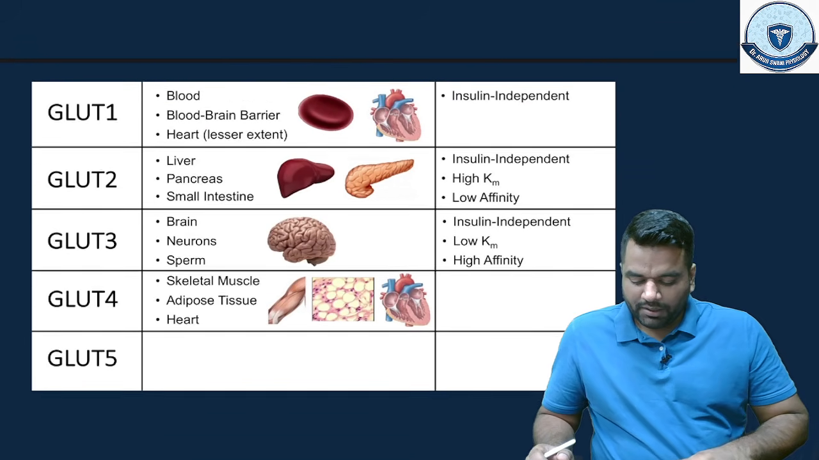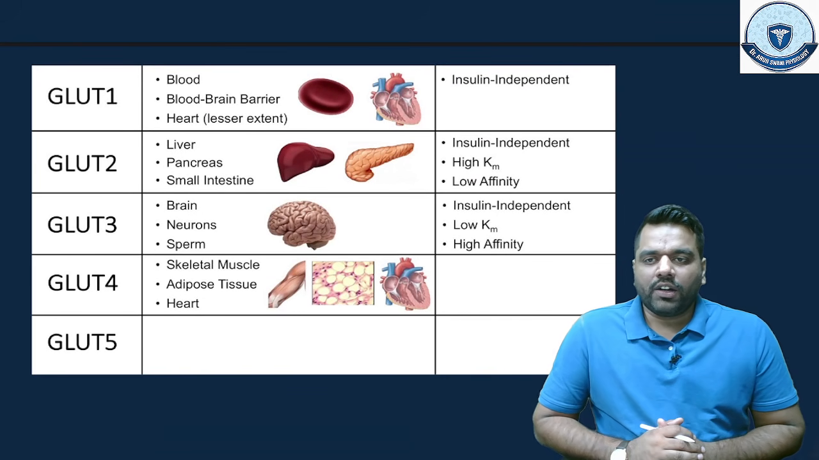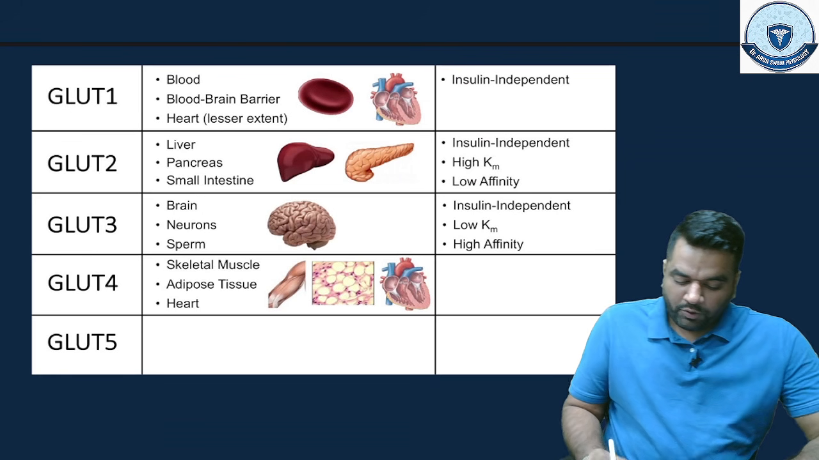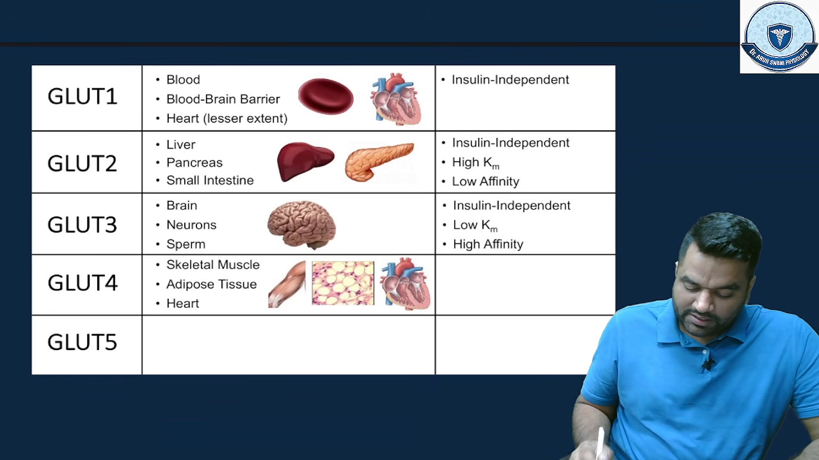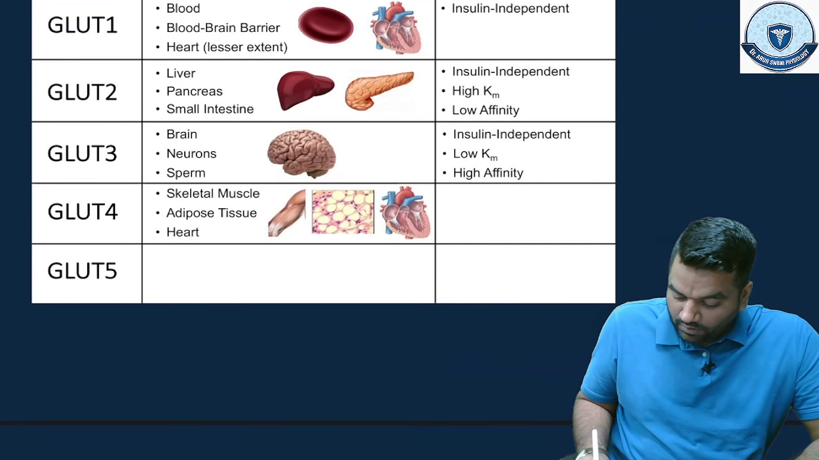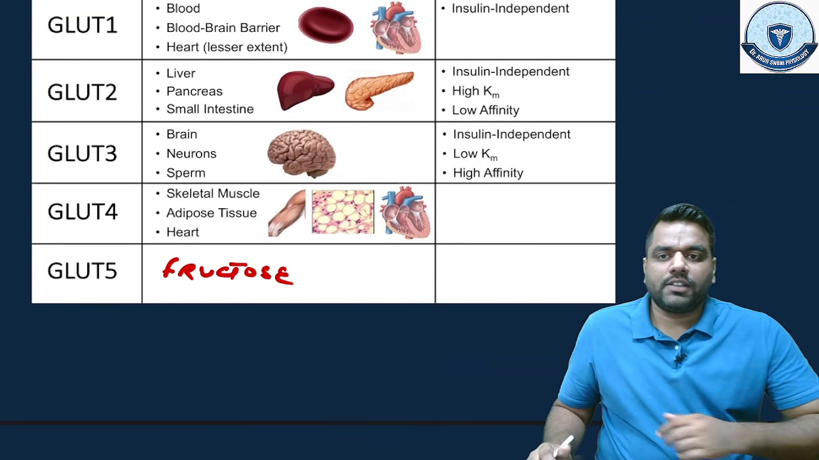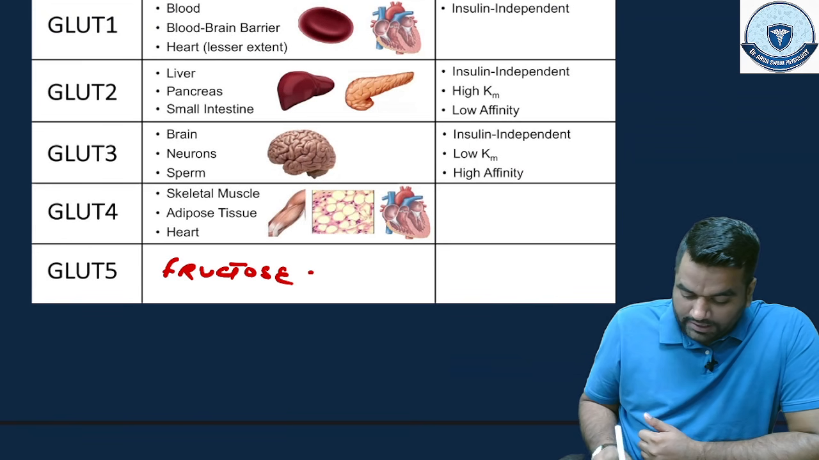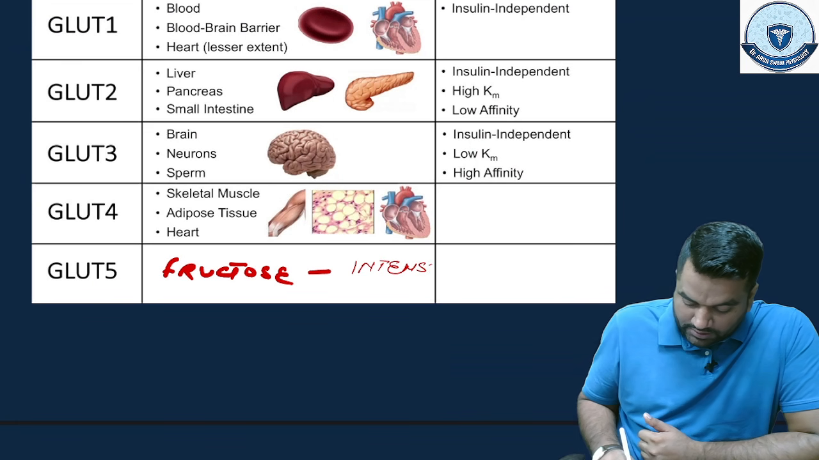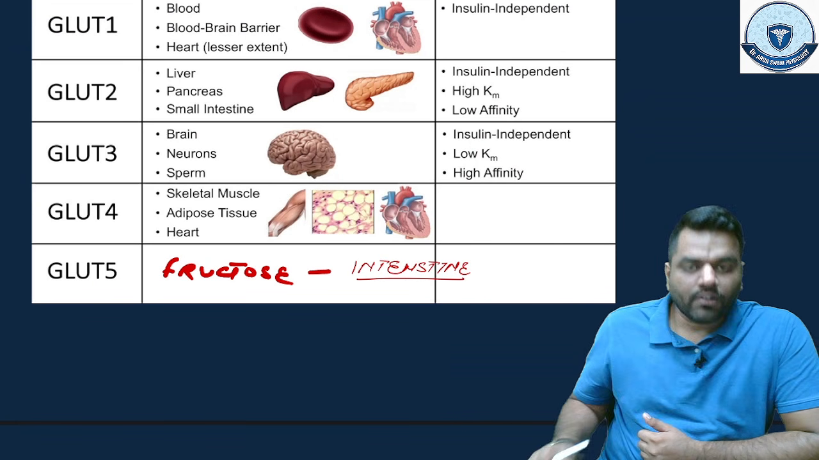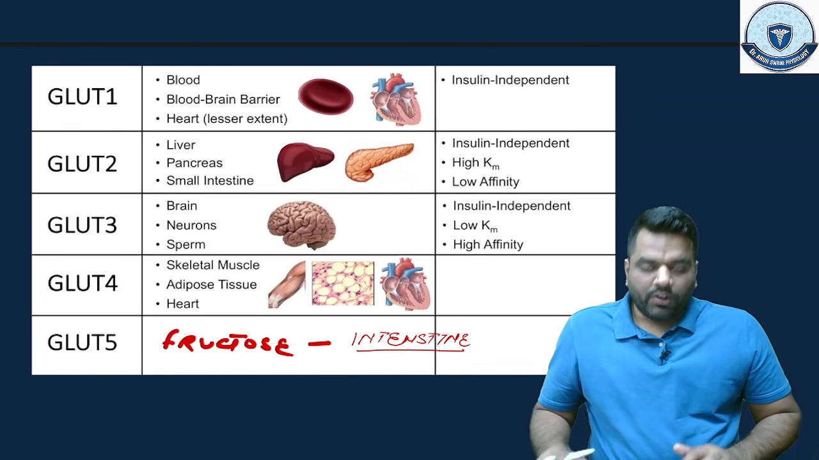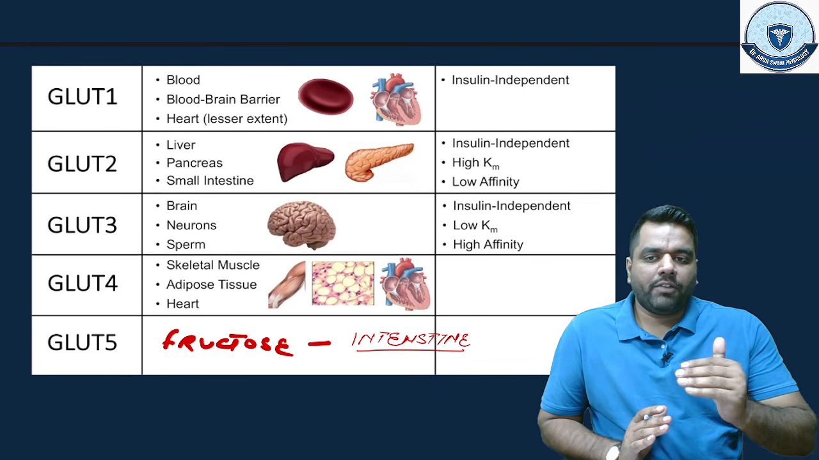So please see this table before the exam. GLUT1, GLUT2, GLUT3, GLUT4 and GLUT5. Guys, this GLUT5 is actually for fructose, and this is situated in the intestine, right? So you can remember 5 F for fructose.